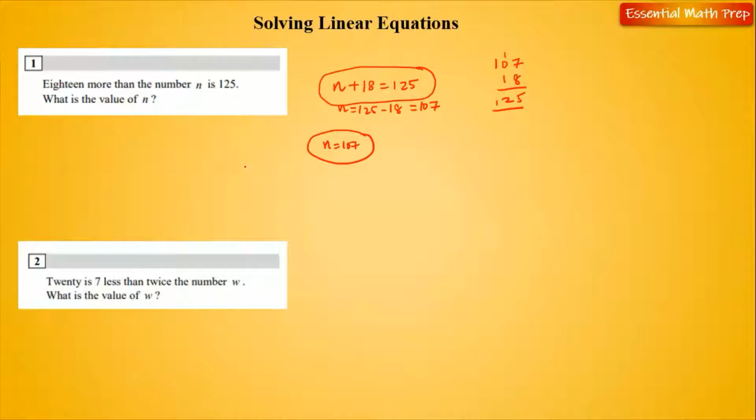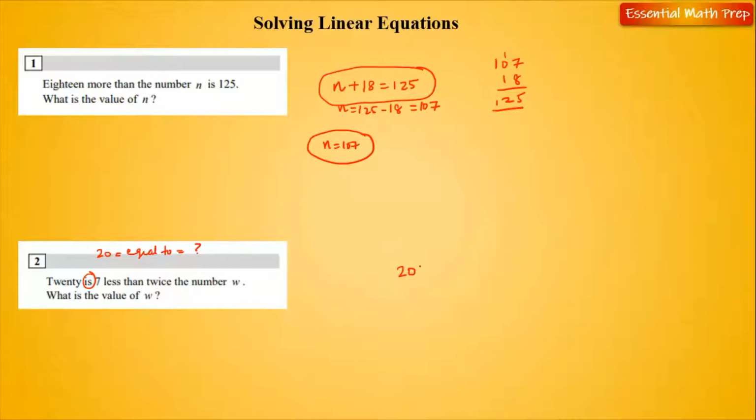20 is 7 less than twice the number w. What is w? Let's read that again. 20 is 7 less than twice the number w, right? So how do we go about doing this? You have 20, right? When you say 20 is, that means we're literally saying 20 is equal to what? That's what it's literally translating to, okay?